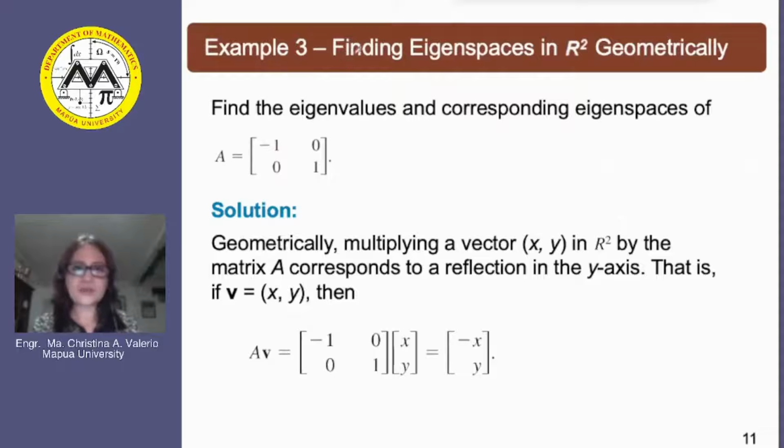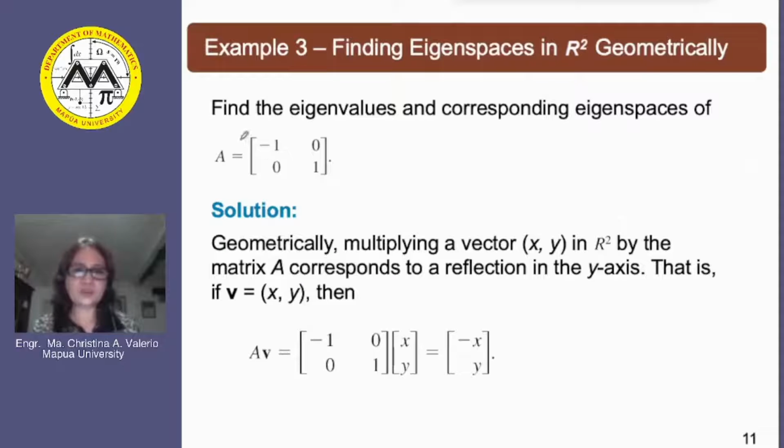For example, how do we find eigenspaces in R squared geometrically? We're asked to find the eigenvalues and corresponding eigenspaces of A, which is a 2 by 2 matrix with the following entries: negative 1, 0, 0, and 1. So basically, we have a diagonal matrix.